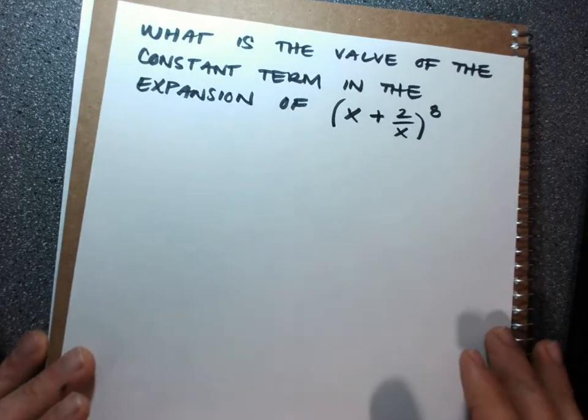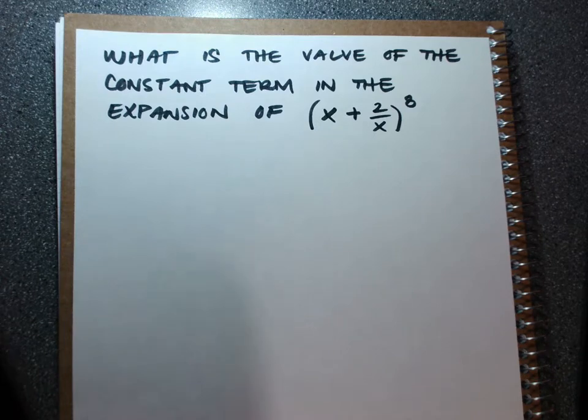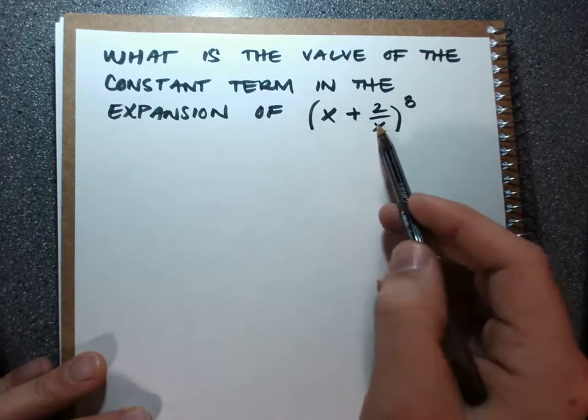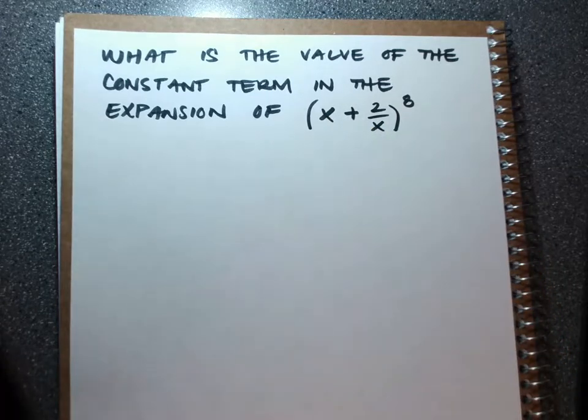Okay, so we're going to find the constant term, and normally it's the last term in the expansion, but because we have x's in both the a and the b, they end up canceling out somewhere in the middle. And we're going to set this up here.